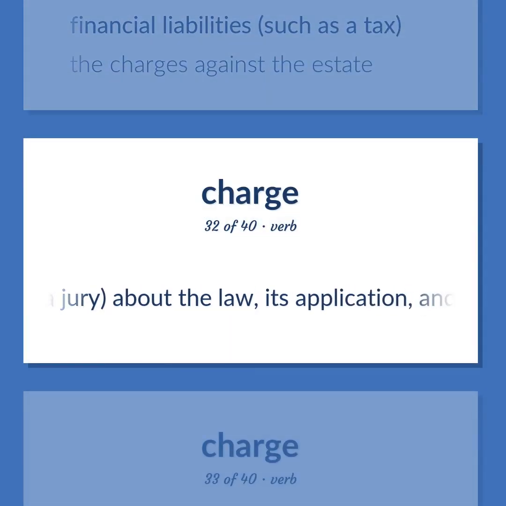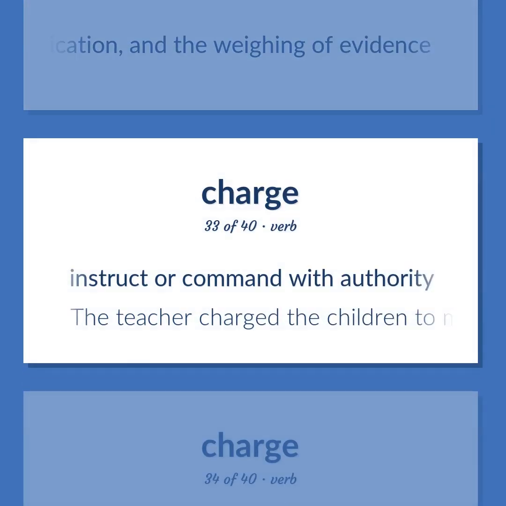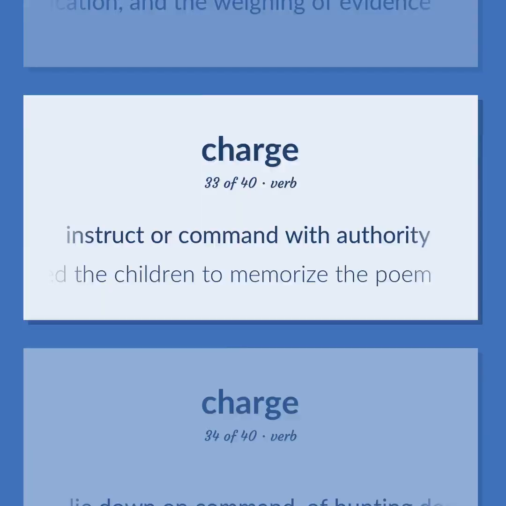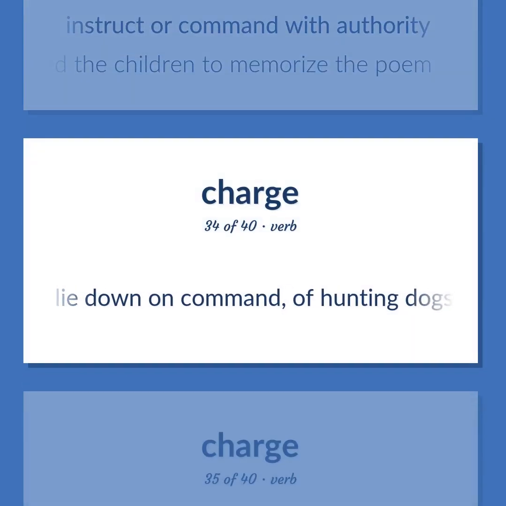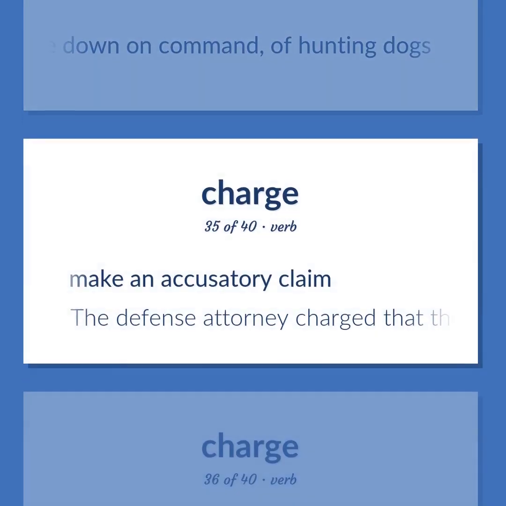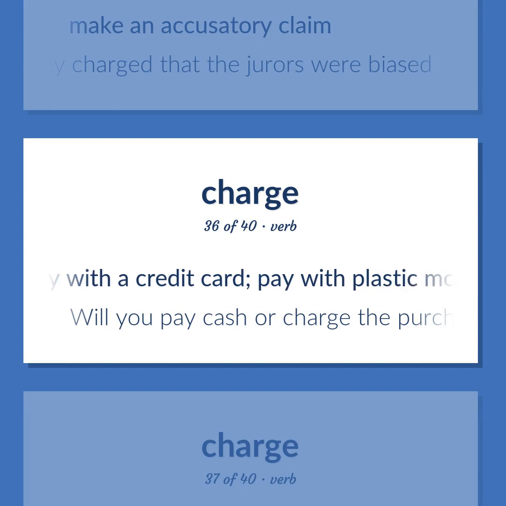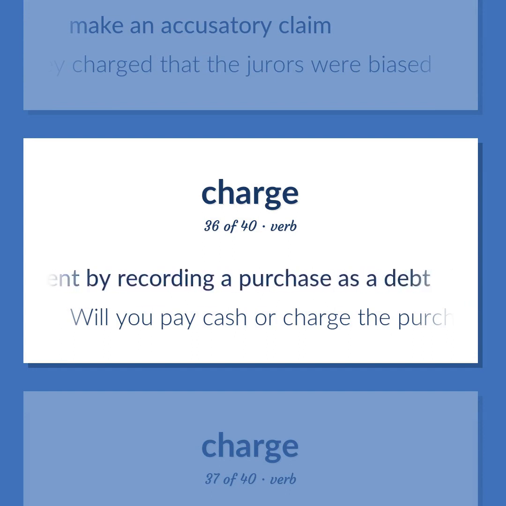Instruct a jury about the law, its application, and the weighing of evidence. Instruct or command with authority. The teacher charged the children to memorize the poem. Lie down on command, of hunting dogs. Make an accusatory claim. The defense attorney charged that the jurors were biased. Pay with a credit card. Pay with plastic money. Postpone payment by recording a purchase as a debt. Will you pay cash or charge the purchase?